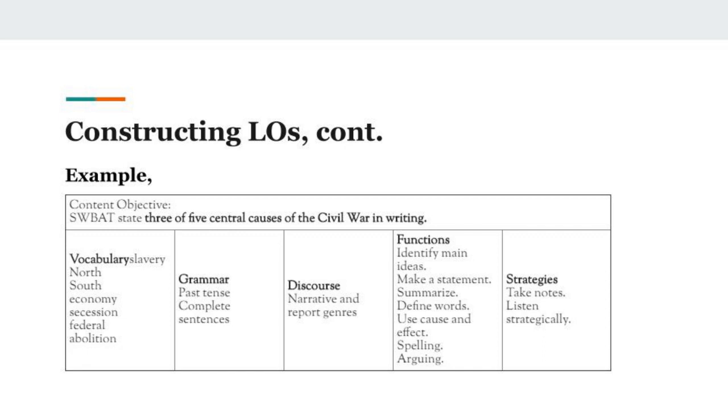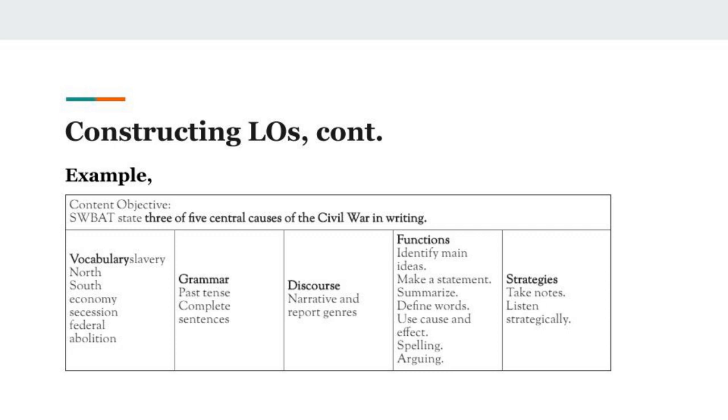Students should be able to identify main ideas. They should be able to make statements. They should be able to summarize, define words, use cause and effect. Spelling is important, and also arguing is important, to name a few, of course. And lastly, strategies. Some strategies which are helpful to English language learners specifically are note taking, listening strategically, and extracting information from the context.